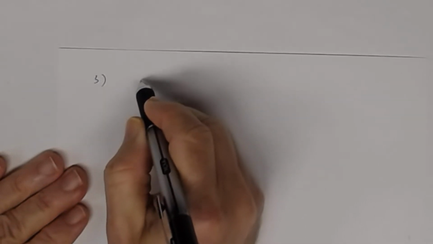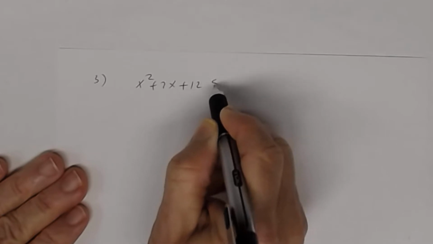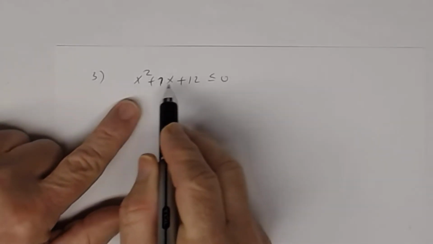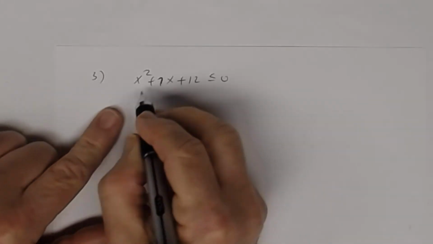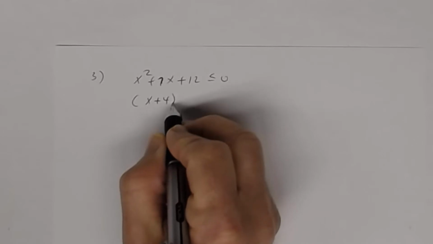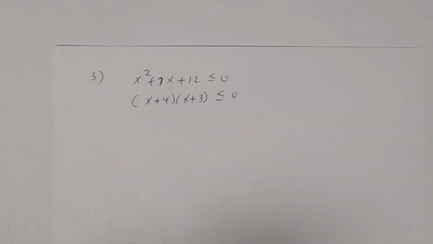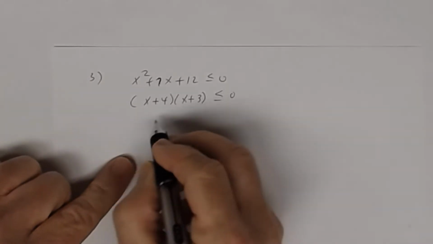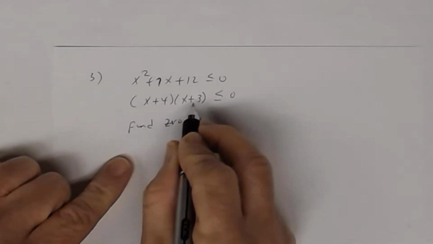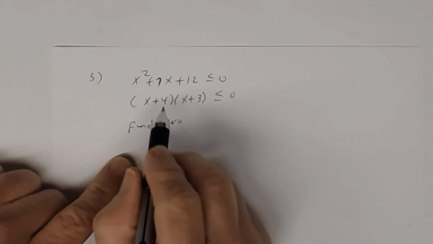So here's the quadratic inequality. You had x squared plus 7x plus 12 is less than or equal to 0. So if you're going to find the zeros, first thing you're going to do is factor this trinomial. So when you factor it, you're going to get x plus 4 times x plus 3, and again, less than or equal to 0. All right, now to find the zeros, you want to find out where this product is 0, or where this trinomial is 0.